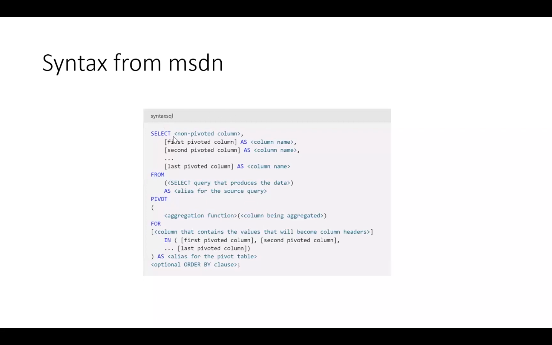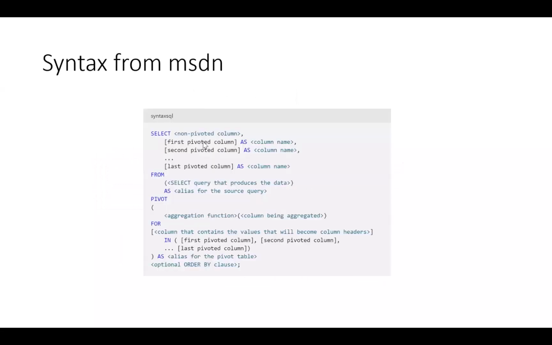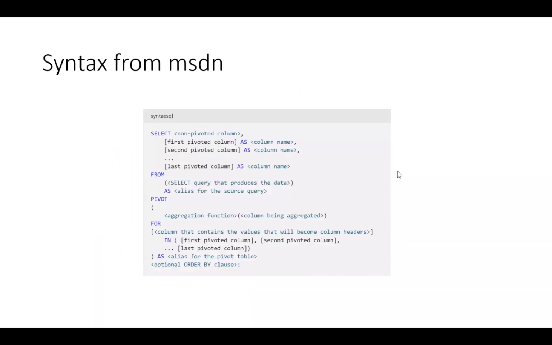So we select some columns. This is our first pivoted column, second pivoted column, and so on and so forth. So in this query, it would be something like select student, math, chemistry, English. That would give you a result set, something like this, because these are our pivoted columns. Okay.